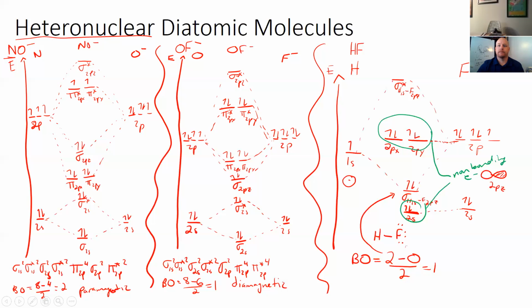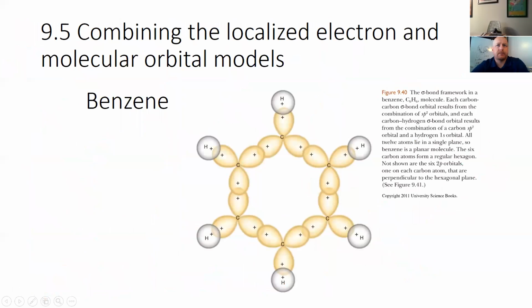Okay, all right. So we can now combine these to a certain extent. The way this works is a little complicated, a little bit beyond your pay grade yet, but it's something that we need to introduce now. So when you see it, if you go into an organic chemistry class, you're not totally out of the loop. That's combining localized electron and molecular orbital theory.